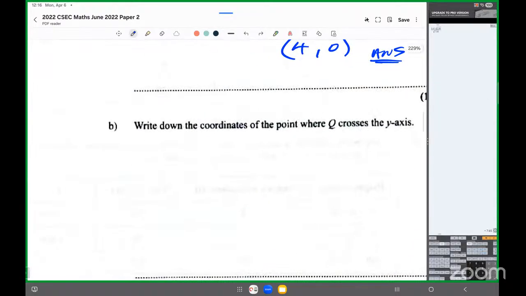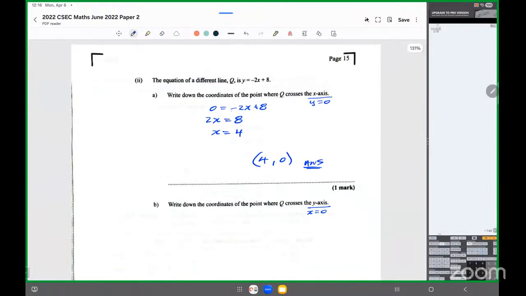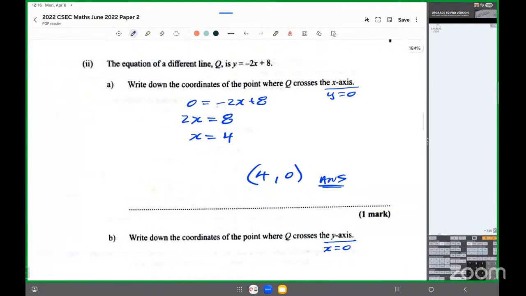The next part wants the point where it crosses the y-axis. On the y-axis, x equals 0. So if x equals 0, this one is easy. x equals 0, and put the 0 in here. You go y equals, the c value is 8. That one's kind of straightforward. y is equal to 8. All right? x equals 0.